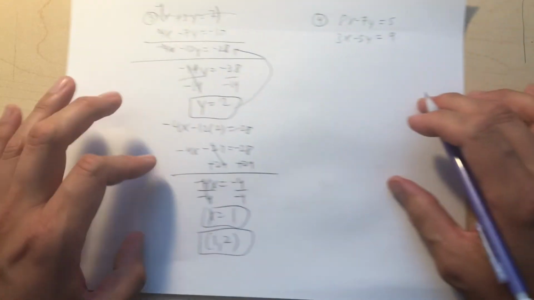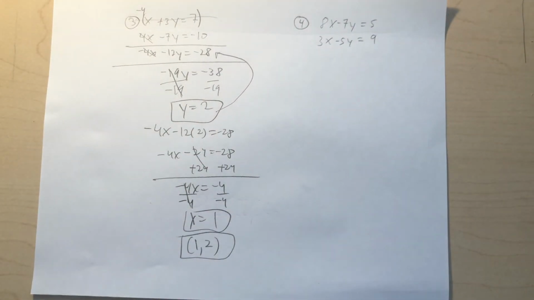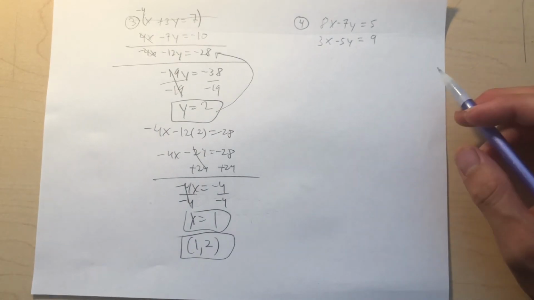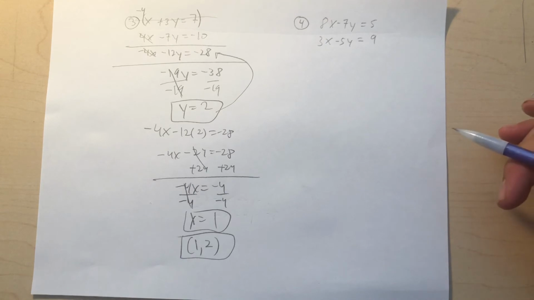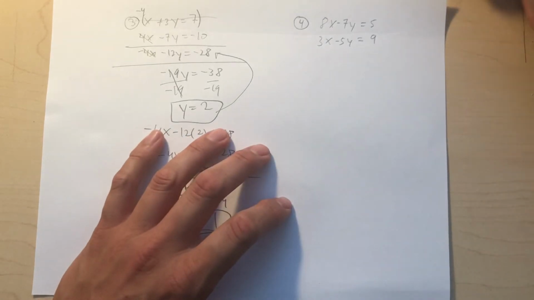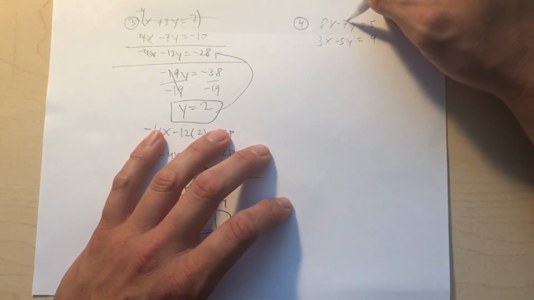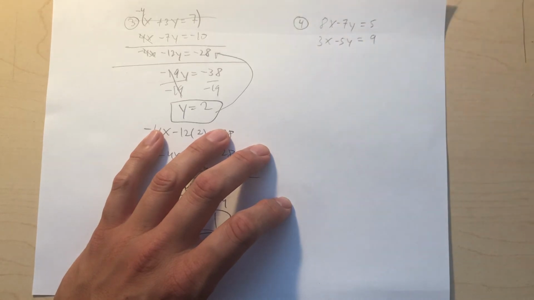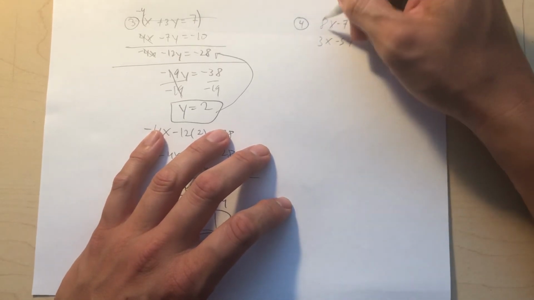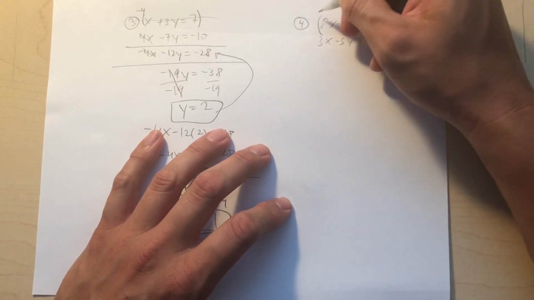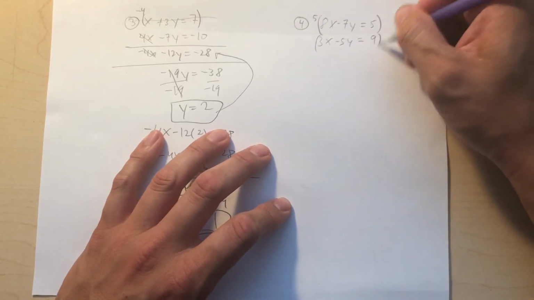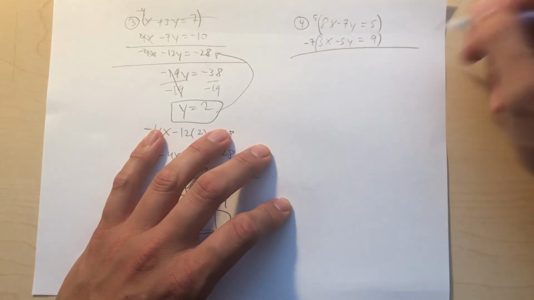All right, last problem. Now for this one, it doesn't really matter which one you want to get rid of. I'll get rid of the y since we've been eliminating the x, okay? So what I'm going to do is I'm going to multiply. So these two have to be the same number. And if you can't find a common multiple, you could just multiply by the other number. And the one has to be a negative. So I'll multiply this one here by 5 and multiply this one by -7. Let's take a look now.